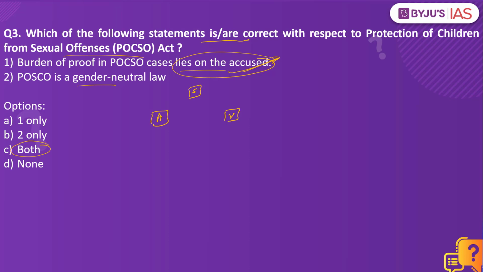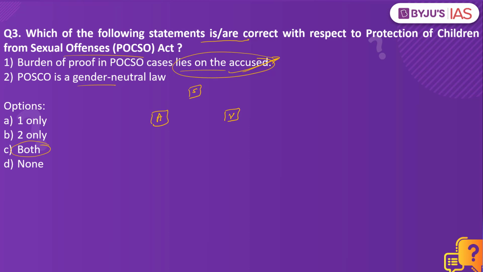But let's say, for example, in POCSO or NDPS or SC/ST Act, it is the defense which has to prove that such an act was not committed with that particular intention. So even in the POCSO Act, the burden of proof lies with the accused and not with the prosecution. So usually in criminal cases, the burden lies on the prosecution, but in POCSO cases, the burden of proof lies on the accused. So the first statement is right.